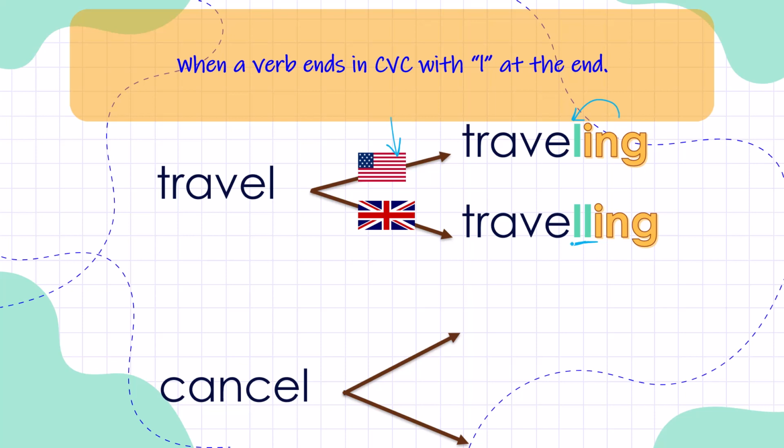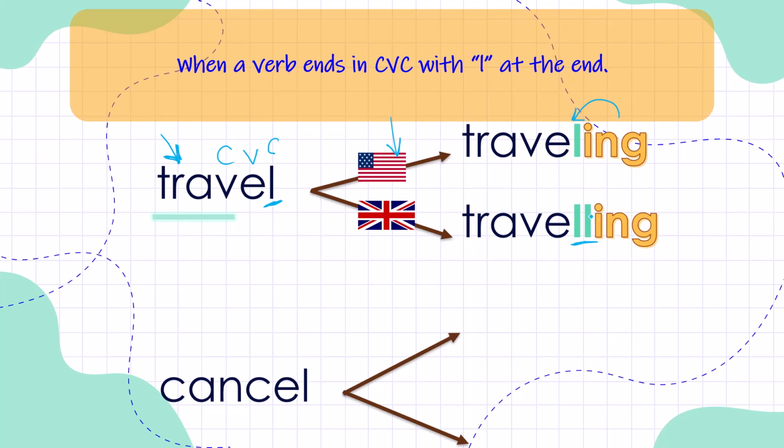Listen to me, the way I pronounce the word travel. Travel, travel. Well, the first part of that is stressed. Well, keep it in your mind. This rule is used when the first syllable is stressed. Travel. So let me repeat that again for you. When a verb ends in CVC with L at the end, we have to pay attention to the stress. I mean, when the first part is stressed, we can add ing to that word without any changes in American English, but in British English, we have to double the last letter, which is L.